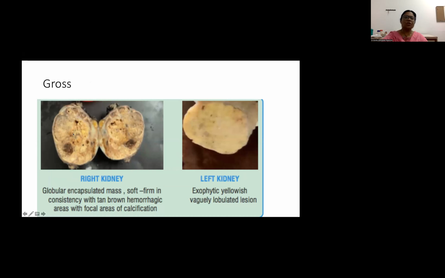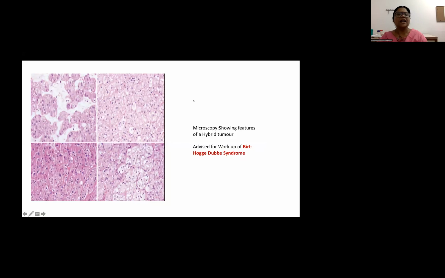And this is what we got to see on the gross. The right-sided kidney showed an encapsulated mass with cystic areas, yellowish in color, and areas of hemorrhage as well. Whereas the left-sided tumors were more solid in appearance and vaguely lobulated. We extensively sampled sections from both the tumors, and this is what we got to see.